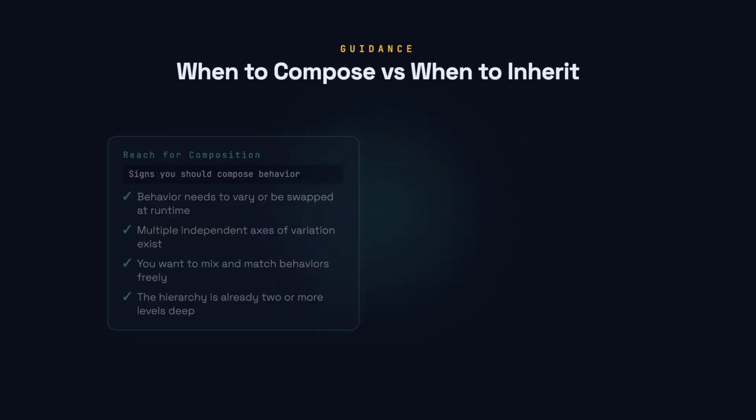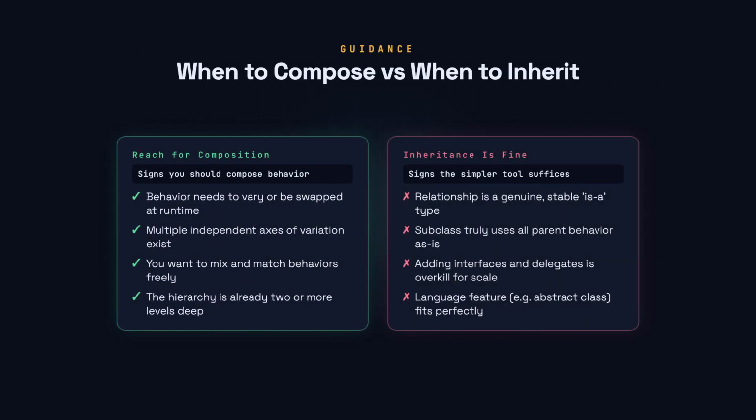So when should you choose composition? Reach for it when behavior needs to change at runtime, when you have several independent dimensions of variation, like logging style and retry policy, that would explode into many subclasses if combined, or when a hierarchy is already growing deep and brittle.